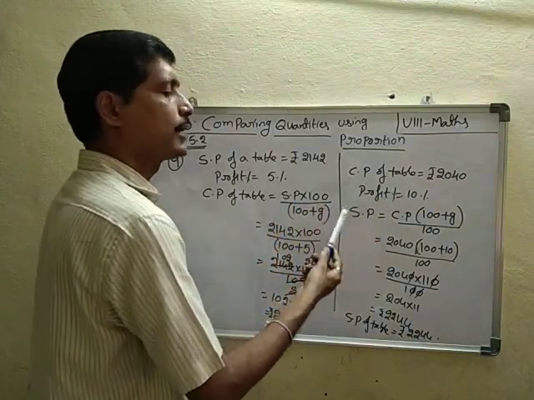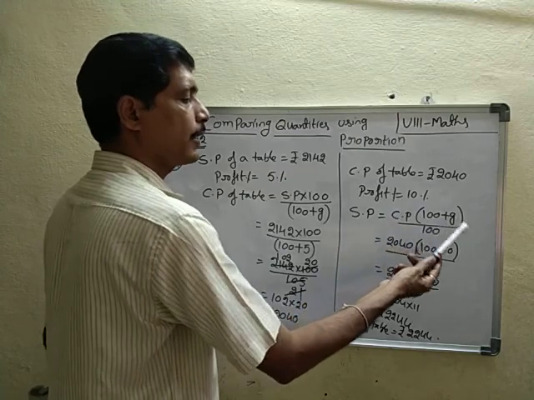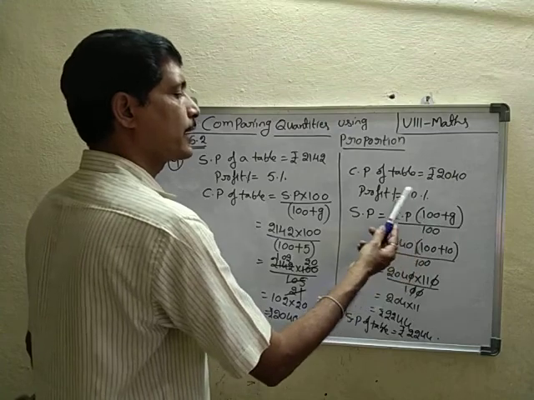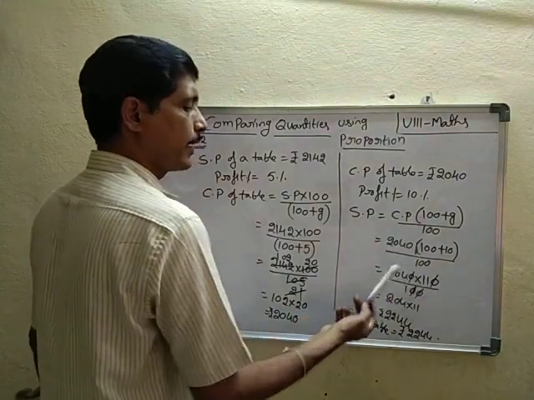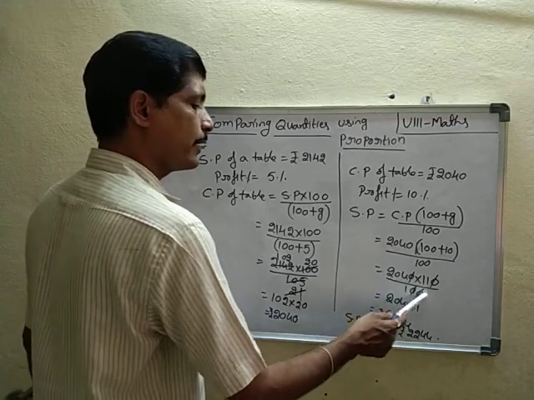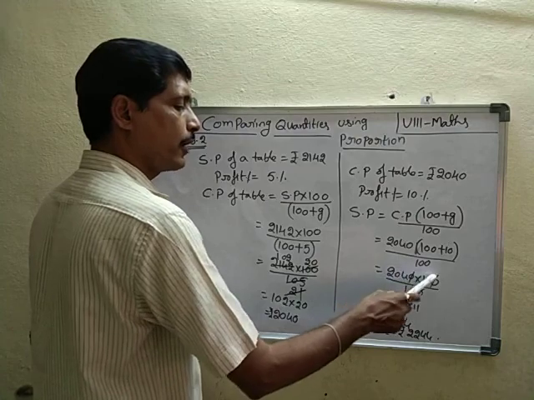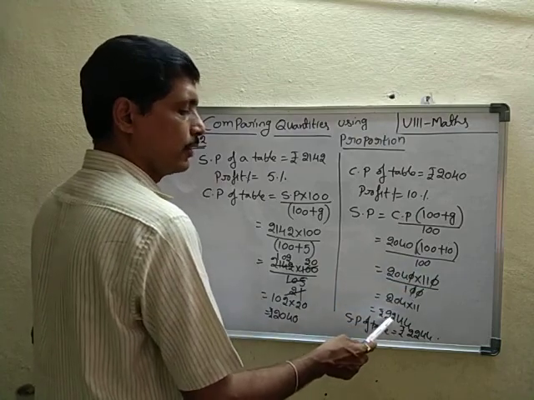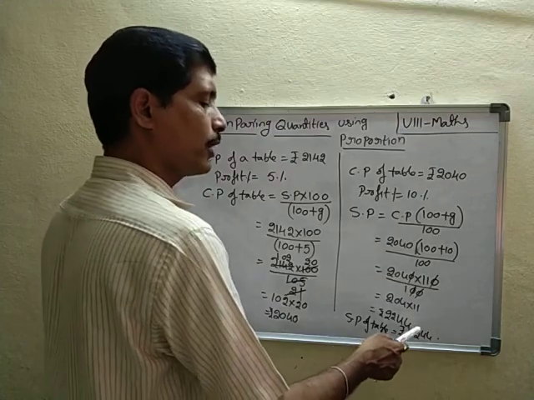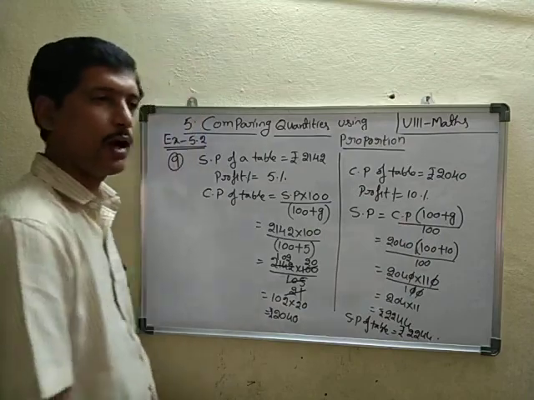Therefore, find the selling price of the table. Selling price equals cost price into 100 plus gain by 100, that is 2040 into 100 plus 10 by 100. Here 100 plus 10 equals 110 by 100. The zeros get cancelled, 204 into 11. Multiplying, you get 2244. Therefore the selling price of the table is 2244 rupees. Therefore the person gets a 10% profit.